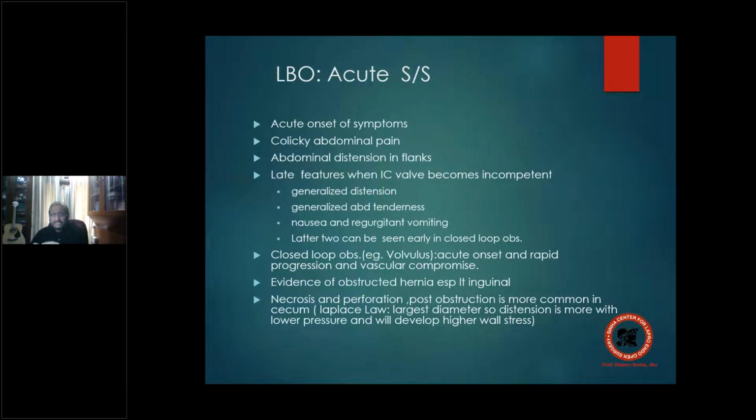You will have generalized abdominal tenderness, you'll have nausea, regurgitant vomiting, and the latter two can also be seen very early in closed loop obstruction.